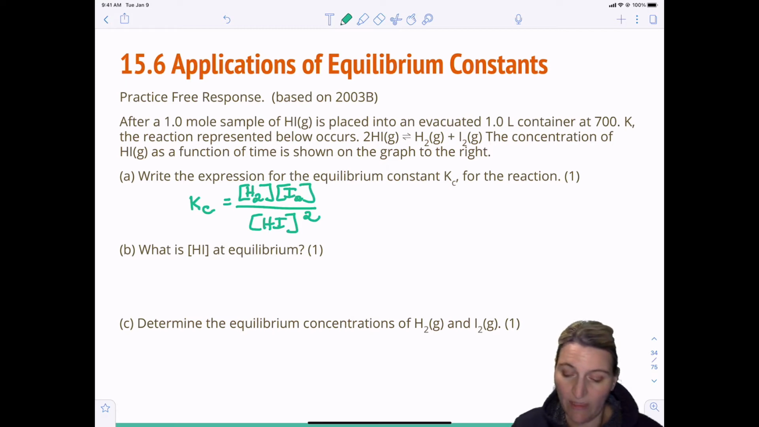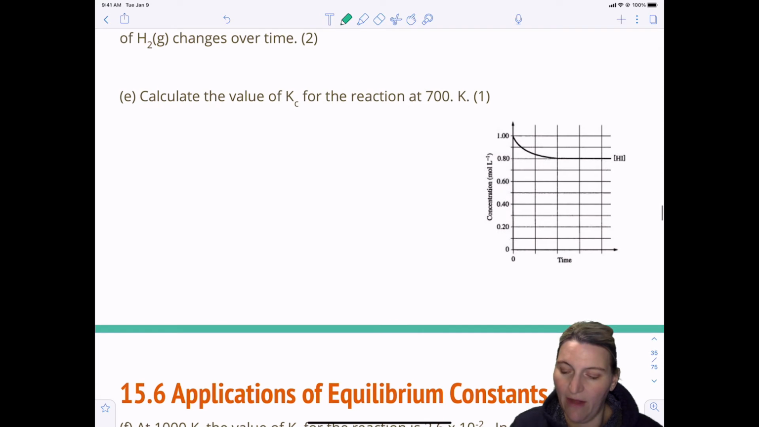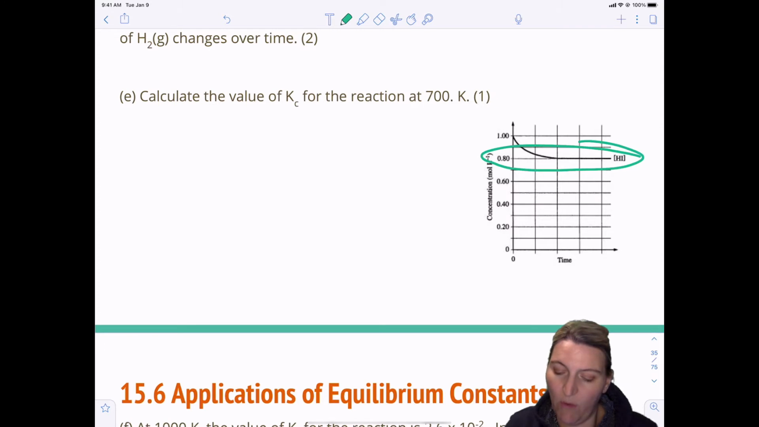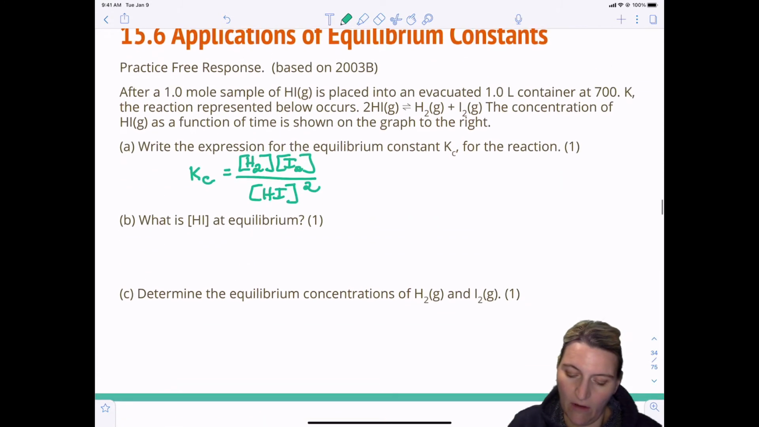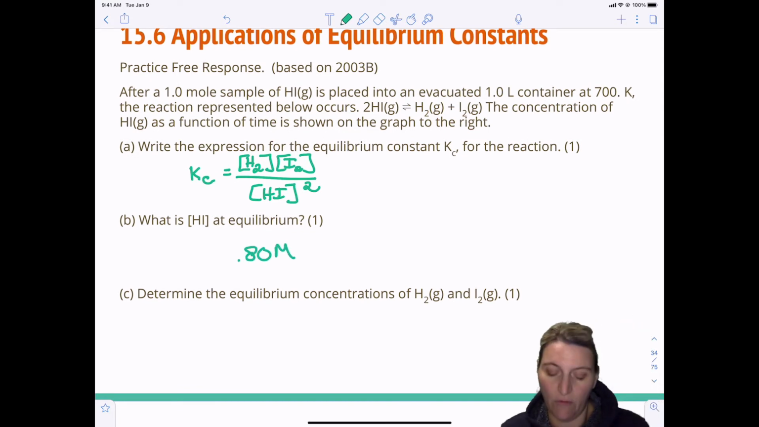Then the question says, what is the HI at equilibrium? So on yours, you can see that there's a graph. This is really just testing, do you realize that once the concentration stops changing, that's when equilibrium has happened. So that's going to be 0.80, so it's just 0.80 molarity. Make sure you have the unit there.